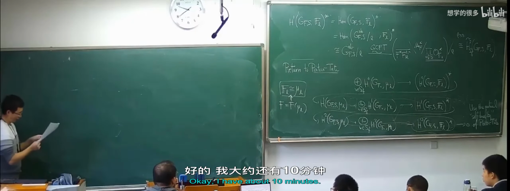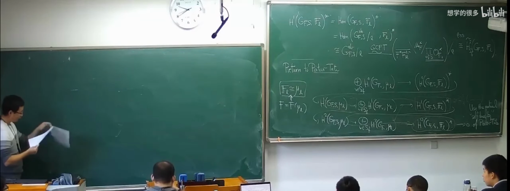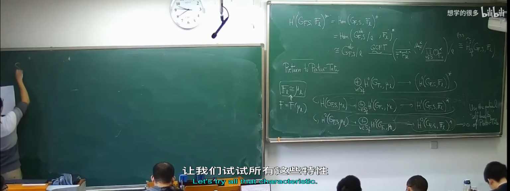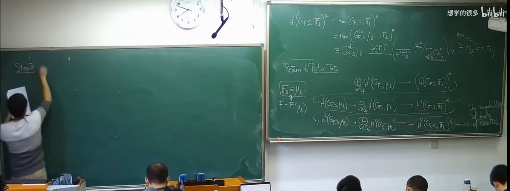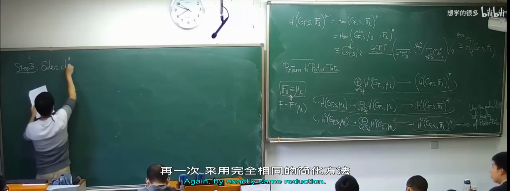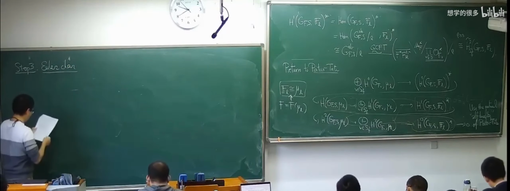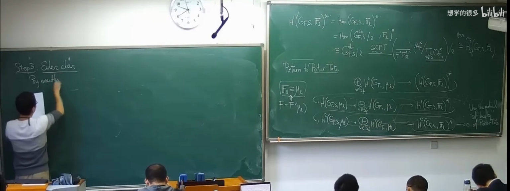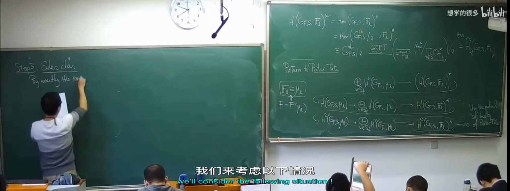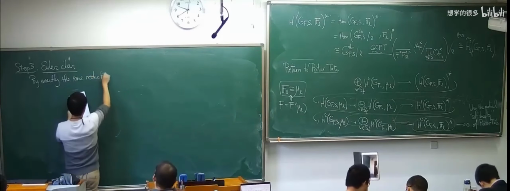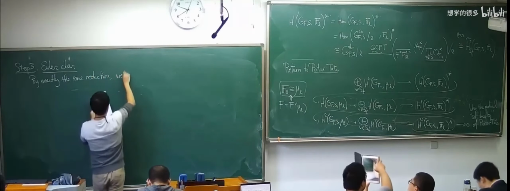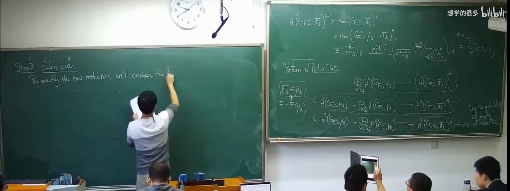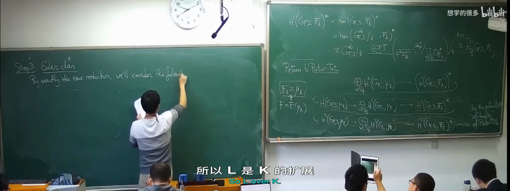Okay, I have about 10 minutes. There's no way to do it all. Oh, the characteristic, but let's try. Let's try the Euler characteristic, again by exactly the same reduction. We'll consider the following situation.